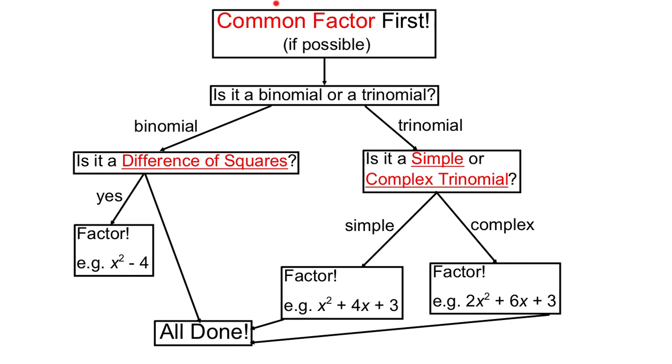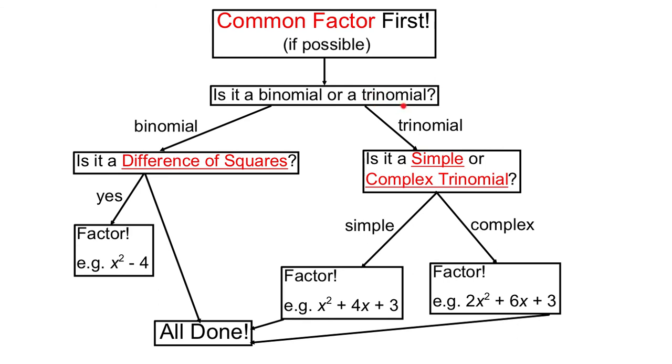If you don't do common factoring when you are able to, it's going to make factoring a lot more difficult for you. So always look for common factoring first. Then ask yourself, is it a binomial or a trinomial? 2 terms or 3 terms? If you have a binomial, so if you only have 2 terms in your expression, ask yourself if it's a difference of squares. If it is, then you factor it. If not, then you can't factor it anymore. You're done.